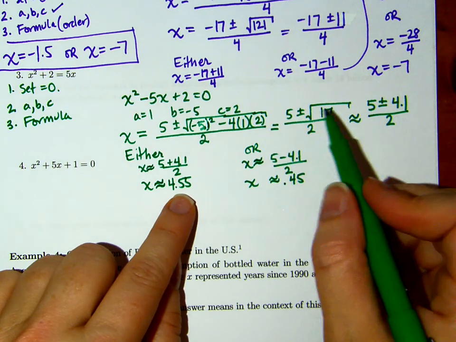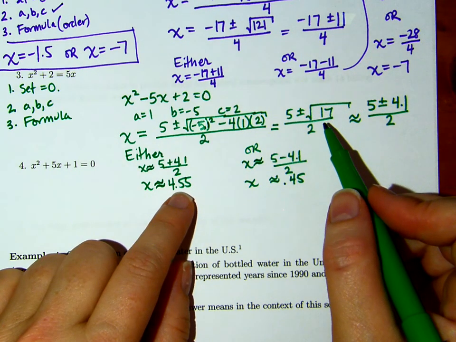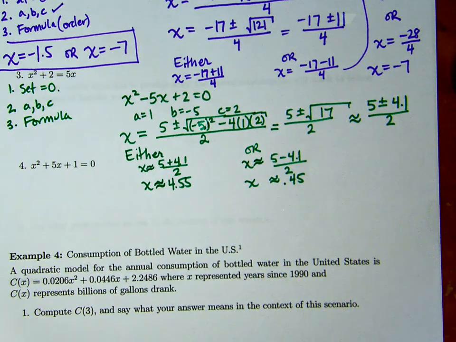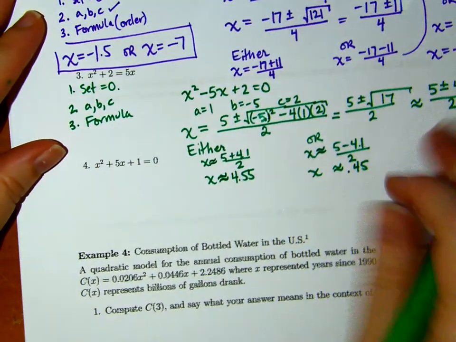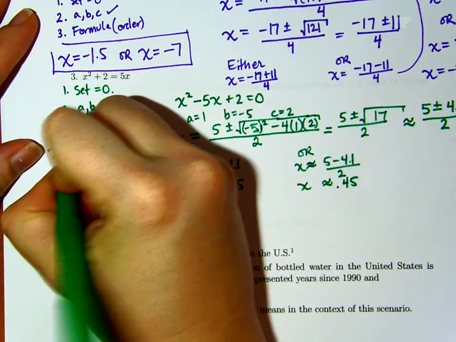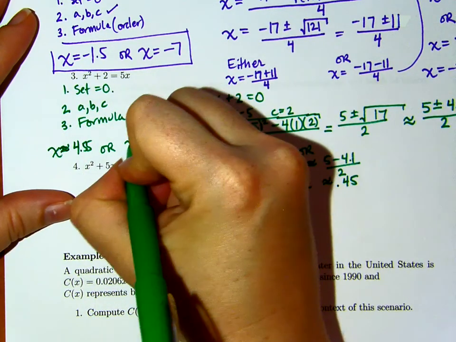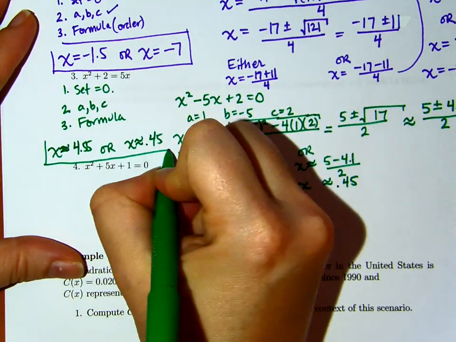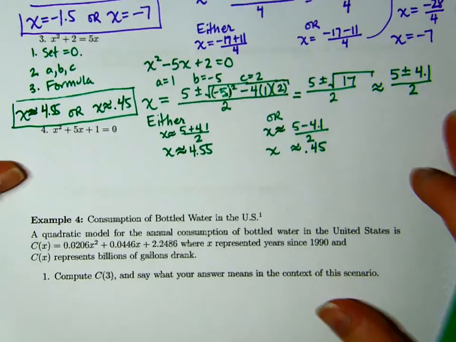It's because the square root of 17 is so awkward. It doesn't even terminate. So this would go on and on and on forever and ever. And I would just keep trying to get a better, more accurate answer. But nonetheless, here we go. Here are 2 solutions. X is approximately 4.55, or X is approximately 0.45. Got it. And then number 4.